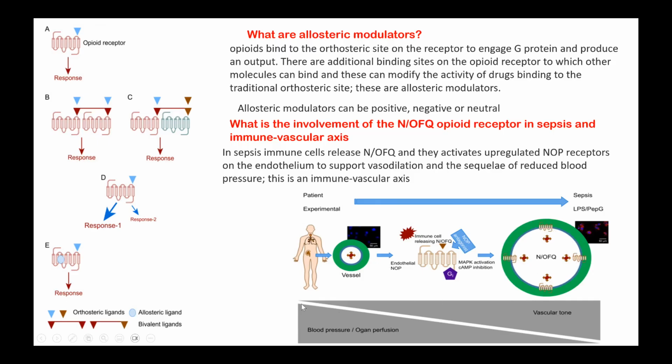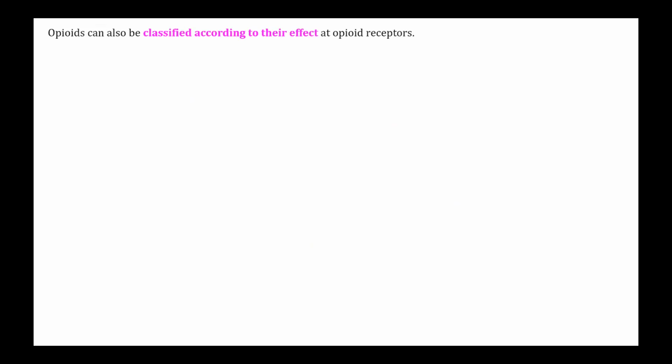And you can see the blood pressure, which was normal, and the organ perfusion, which is normal, completely goes down. The vascular tone is lost, and patients become vasodilated. So this picture beautifully describes the importance of this nociceptive opioid receptor, which is an important finding in the sepsis and immune vascular axis. So instead of dealing with the routine pharmacology, I thought these two important messages will be useful, because this is going to be the description in future compared to the old description.